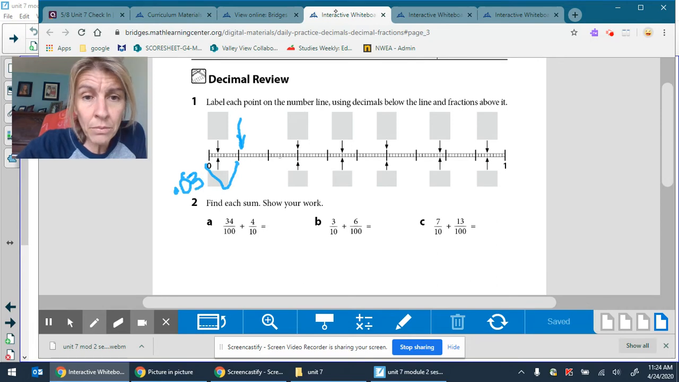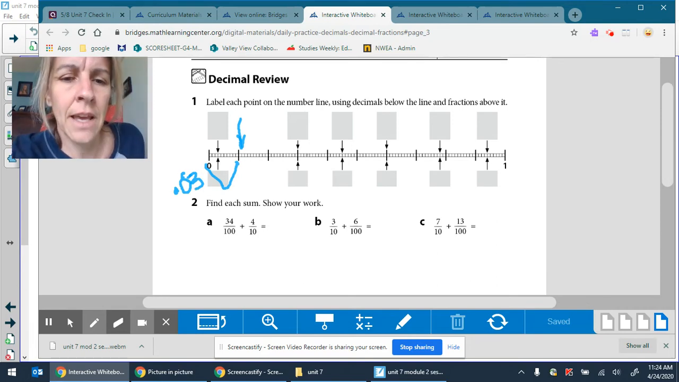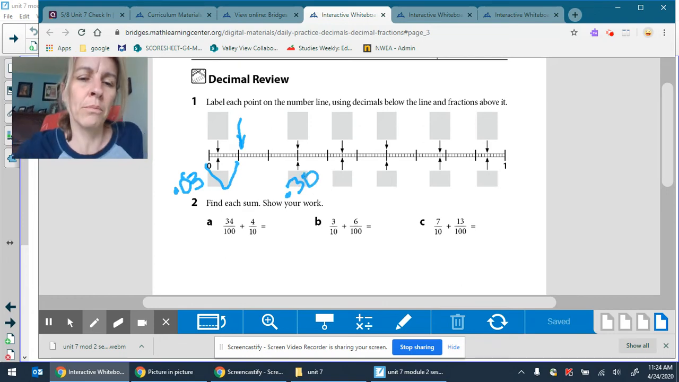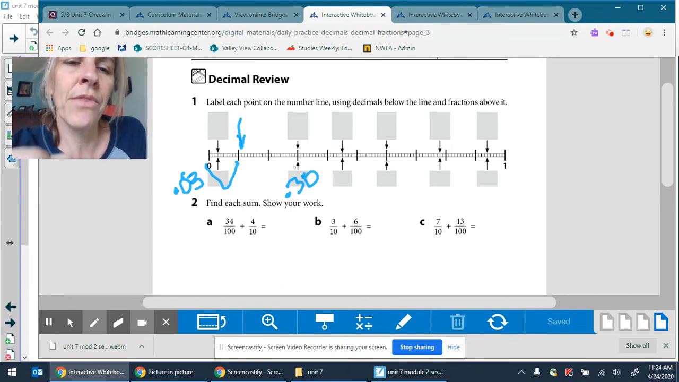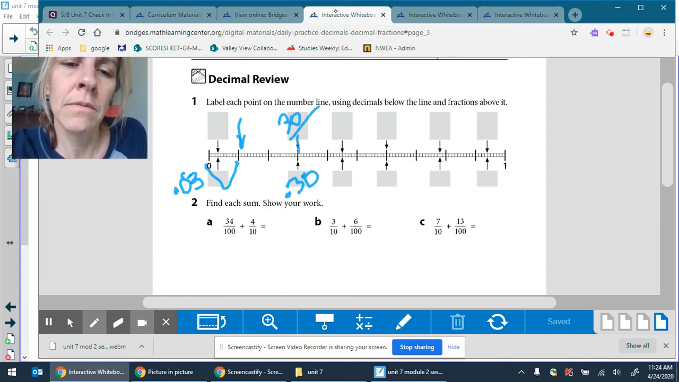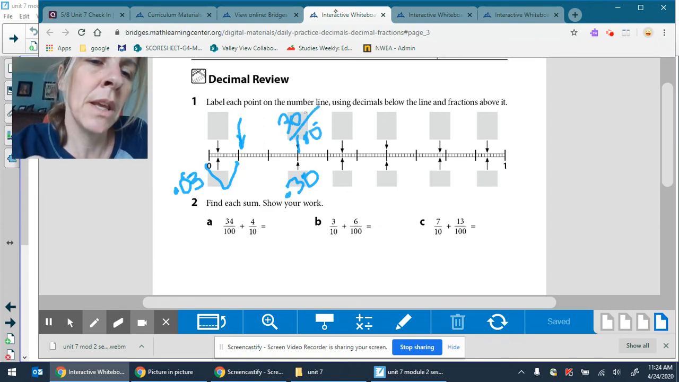So 0.3 would be here. This is actually 0.3 or 0.30, 30 out of 100. This one is 0.03, 3 hundredths. This is 30 out of 100. This is 3. How do we write that as a fraction? This would be 30 hundredths. And this would be 3 hundredths.